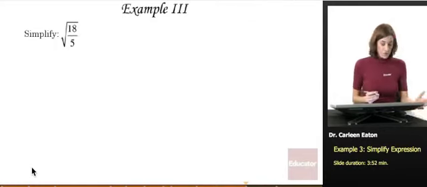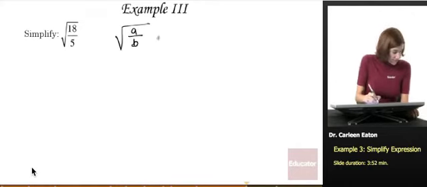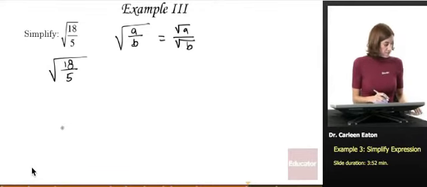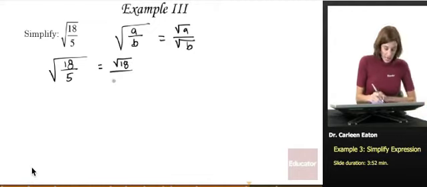Okay, in example 3, we just have a simple quotient, and recall the quotient rule that says the square root of a over b equals the square root of a over the square root of b. So let's rewrite this as square root of 18 divided by 5, and now I'm going to use the quotient rule to get the square root of 18 divided by the square root of 5.